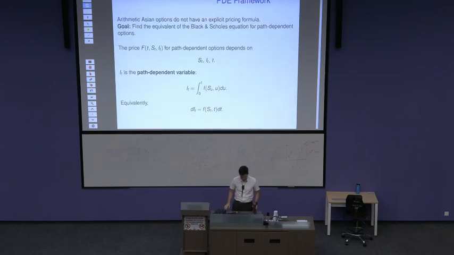Okay, but this is the case for arithmetic options. For arithmetic options, we therefore don't have an explicit pricing formula. Because what we need to do, if we apply the same methodology, would be to evaluate some kind of integral of S_t dt. And this is not tractable. I mean, there are special situations when you can do that, but in general, there's no pricing formula.